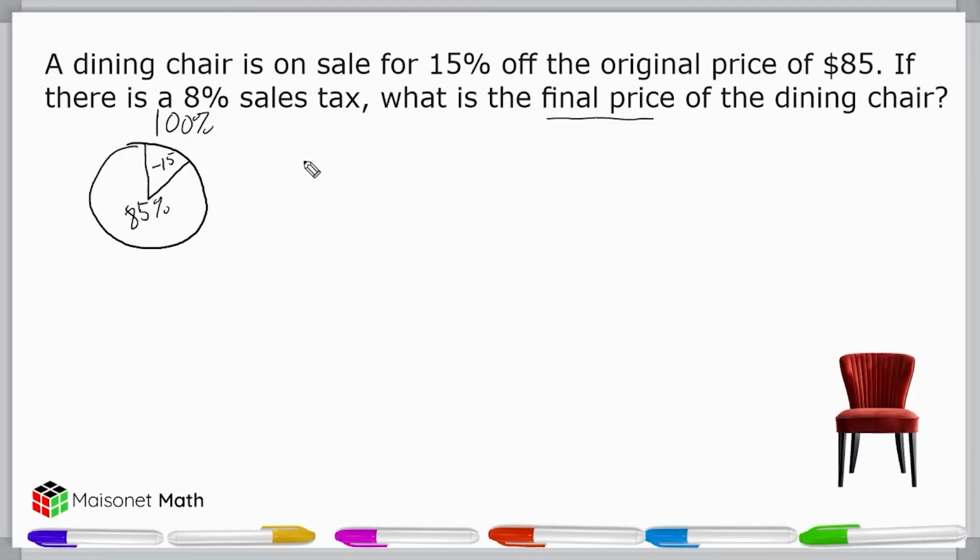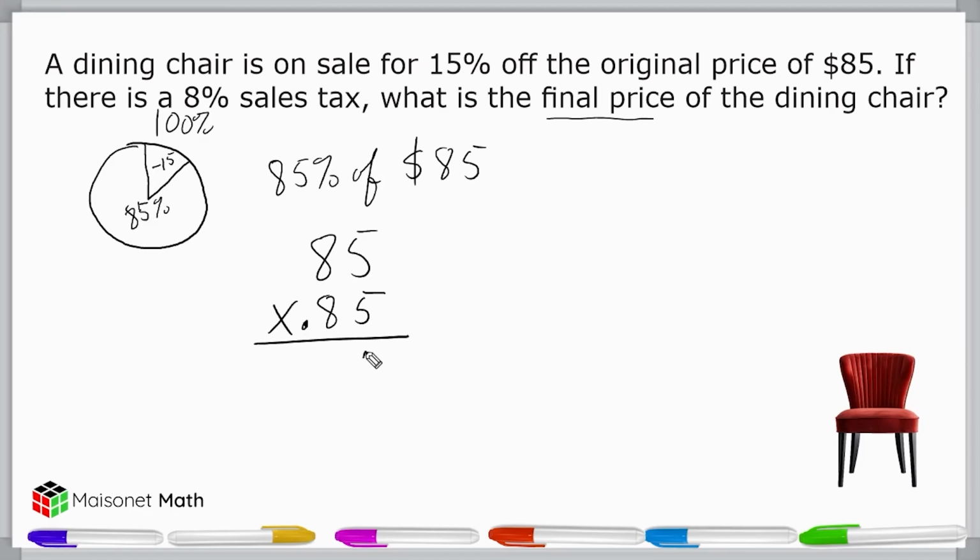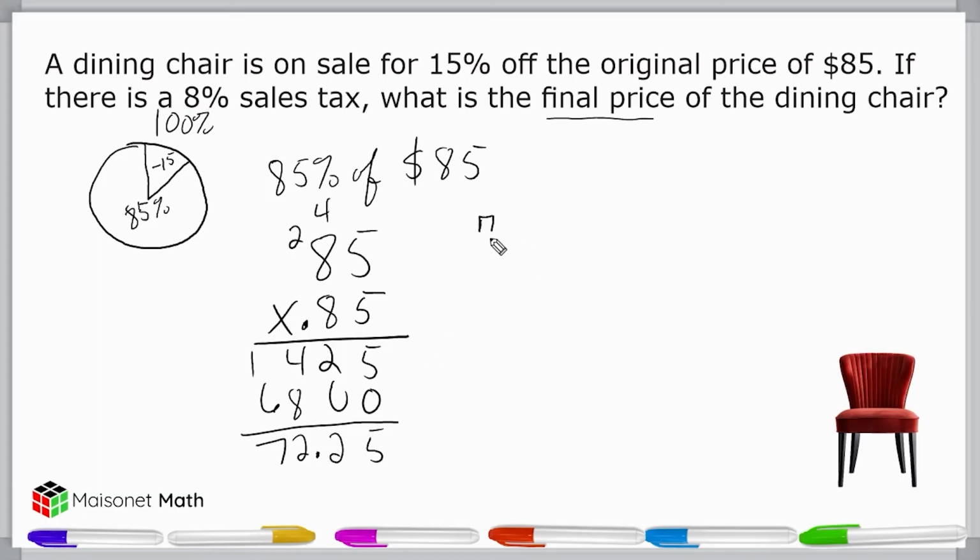So what I'm going to do is figure out what 85% of the $85 is first. So we're going to take 85 and multiply that by 0.85. This would be 25. This would be 42. Put a 0 here. This would be 40. This would be 64 plus 4 is 68. So that would give us $72.25.